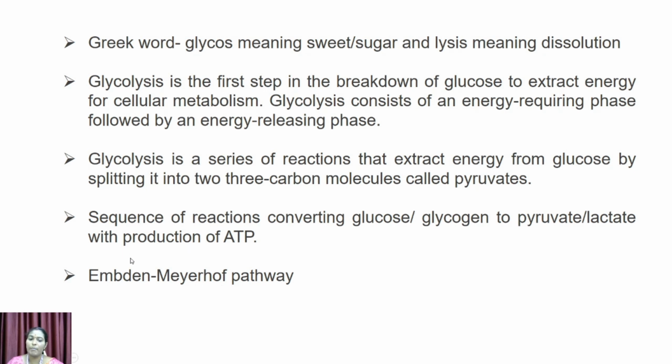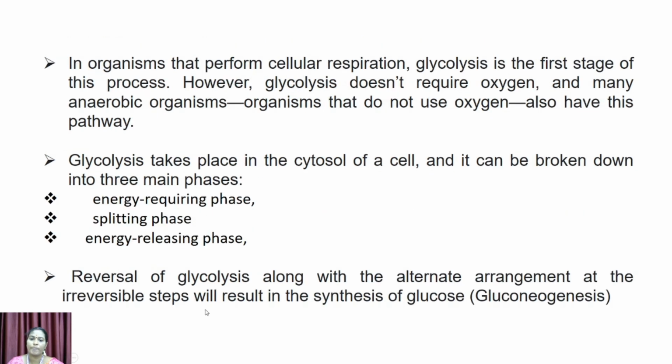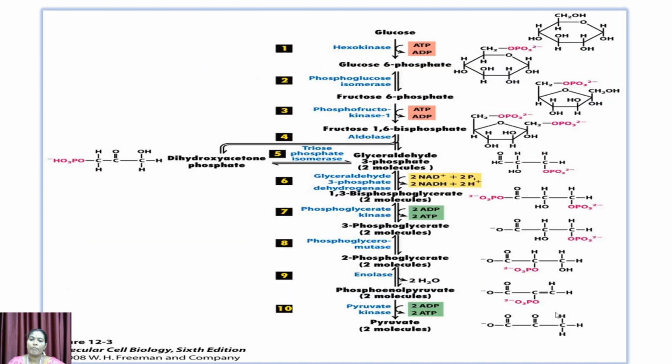Glycolysis is another name for the EMP pathway. Next, glycolysis takes place in the cytosol of cells. It has 3 main phases. First one, the energy requiring phase, then the splitting phase. Next, the energy releasing phase. Gluconeogenesis is the reversal of glycolysis, along with alternate arrangements at the irreversible steps, resulting in the synthesis of glucose. Next, this is the EMP pathway.